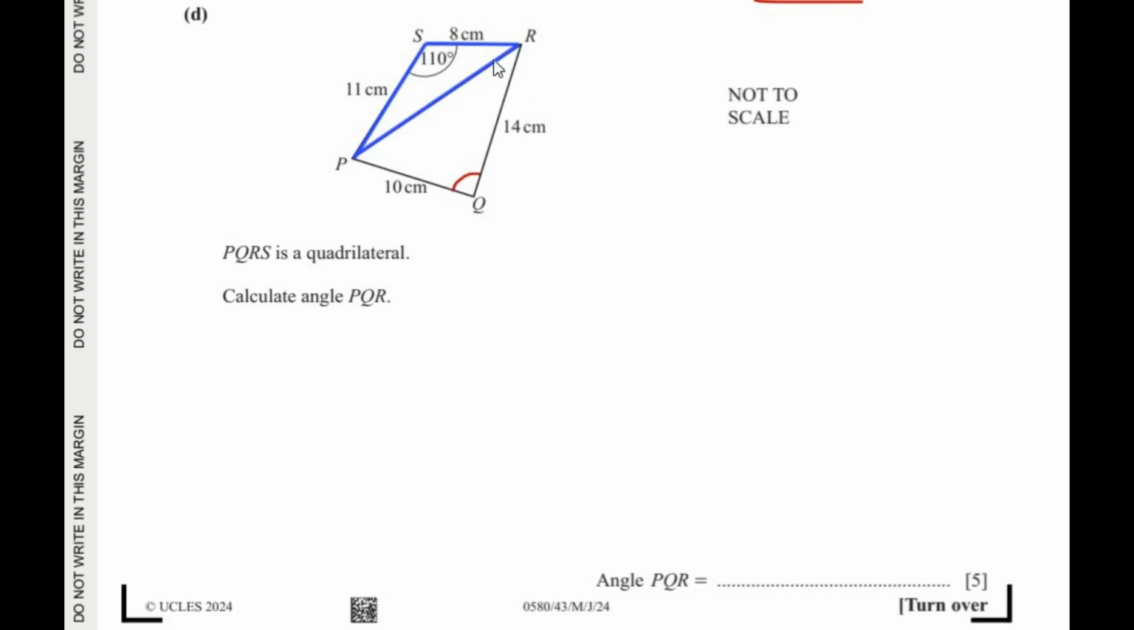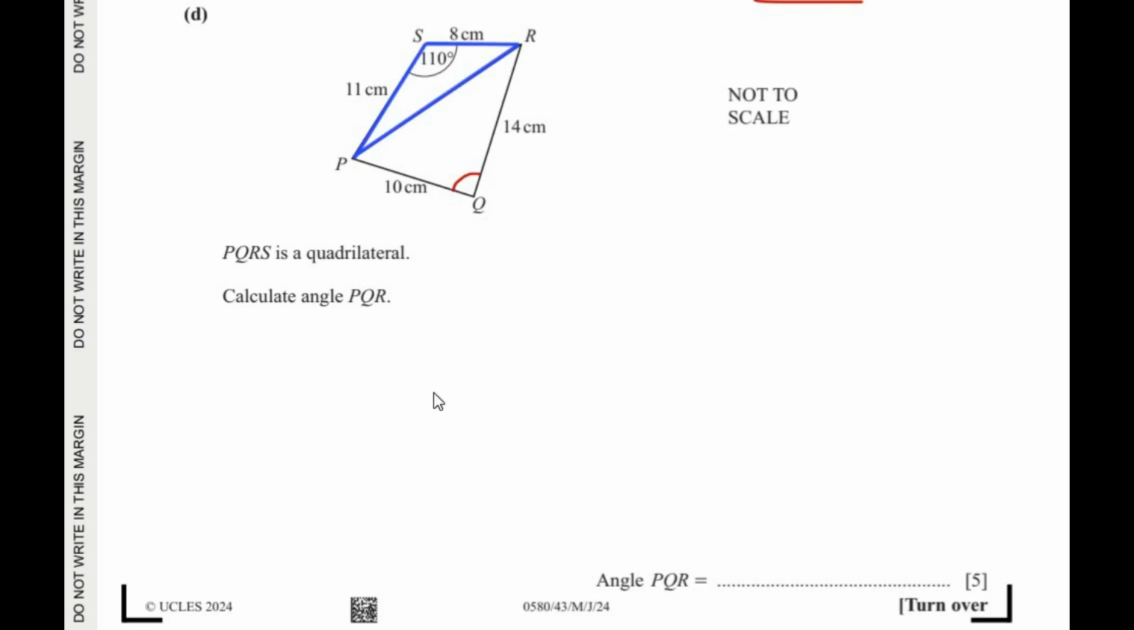Now to find out the length of PR, we are going to make use of the cosine rule because the lengths of two sides are given, that is PS and SR, and the included angle between these two given sides is 110. We need to find out the side opposite to this angle. So the best method would be to use the cosine rule.